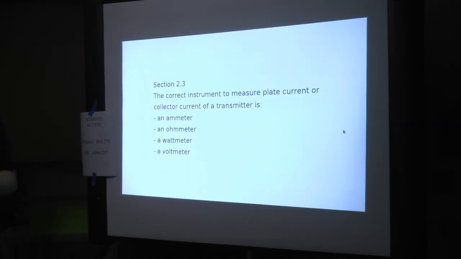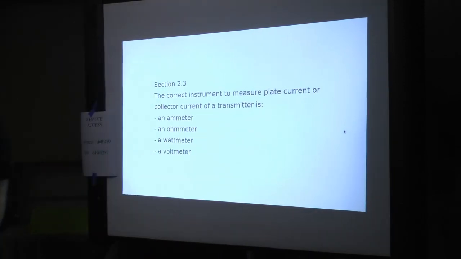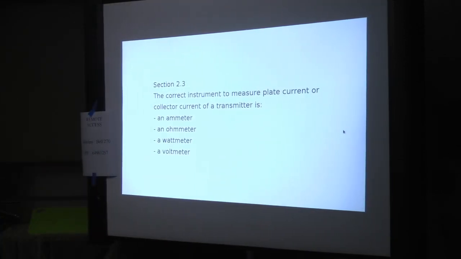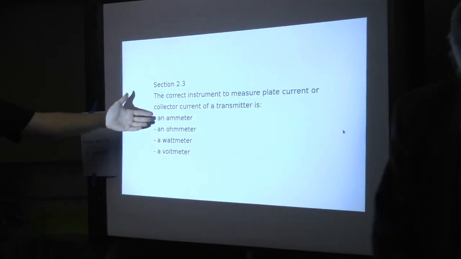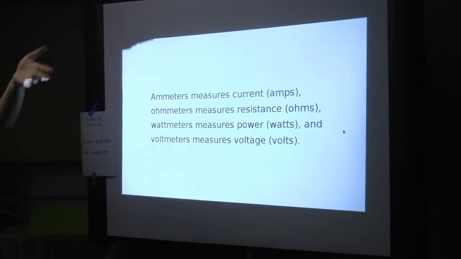The correct instrument to measure plate current or collector current of a transmitter is a voltmeter? No, the correct instrument to measure plate current. Current. What are currents measured in? Amperes. Amps. So we need to use an ammeter. Perfect. Ammeters measure current, or amps.